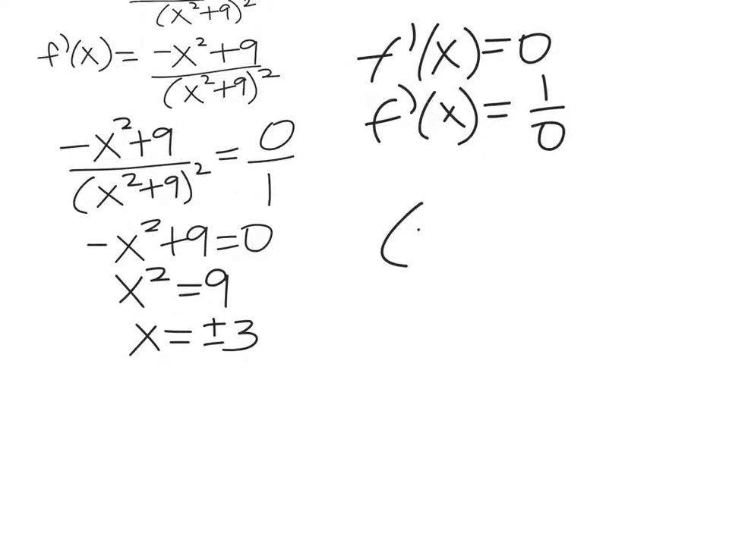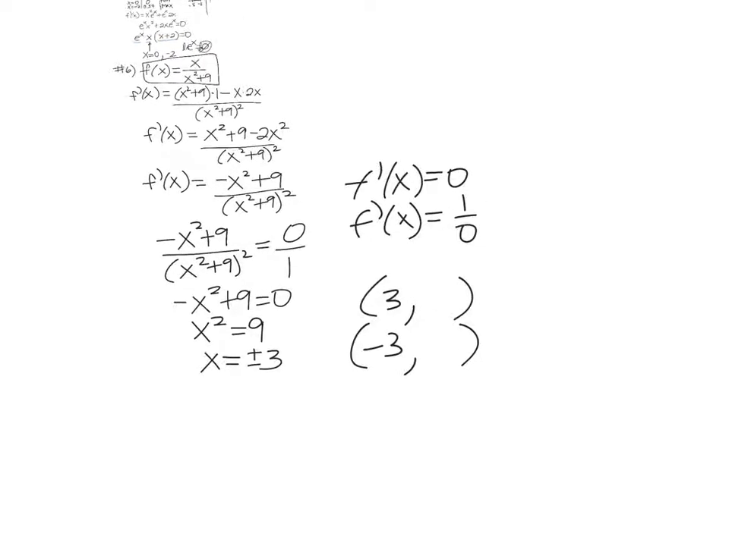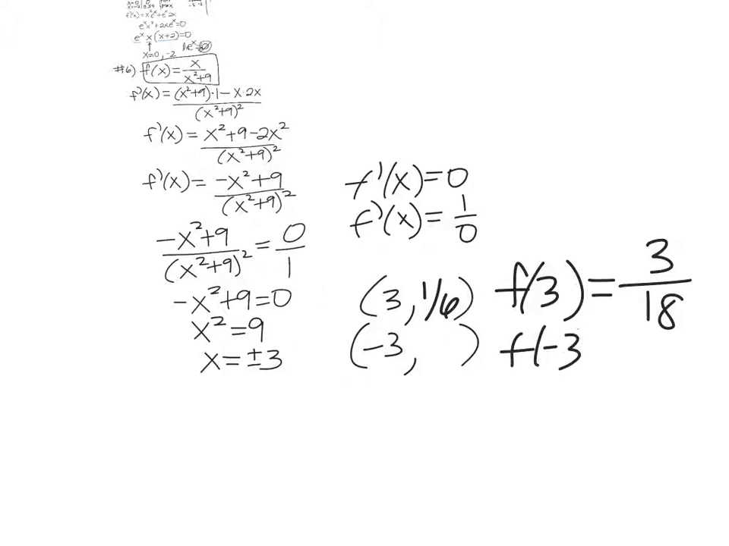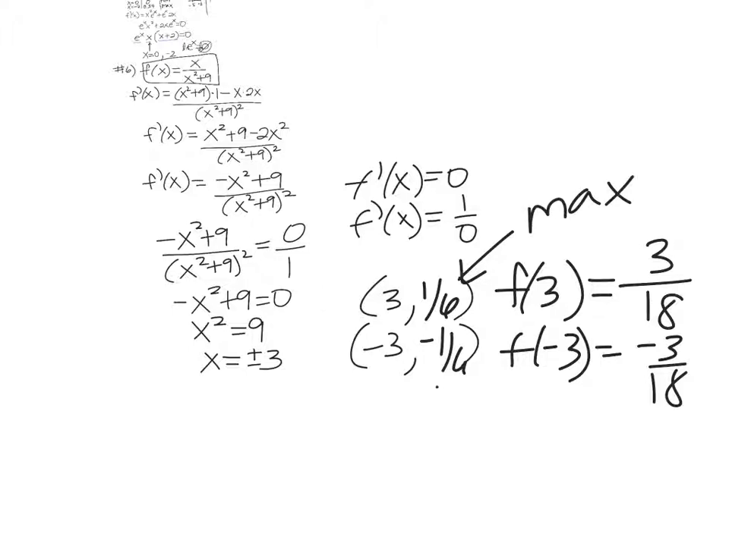So let's find out what those points are. Find out if we have maximums or minimums or what. So take 3 and plug it in. Go back to your original equation of f of x. So let's find out what f of 3 is. It's 3 over 18, so 1/6. Okay, do the same thing for -3. f of -3 would be -3 over 18, -1/6. All right, so this point right here is a maximum, and this point right here is a minimum. And that's it.